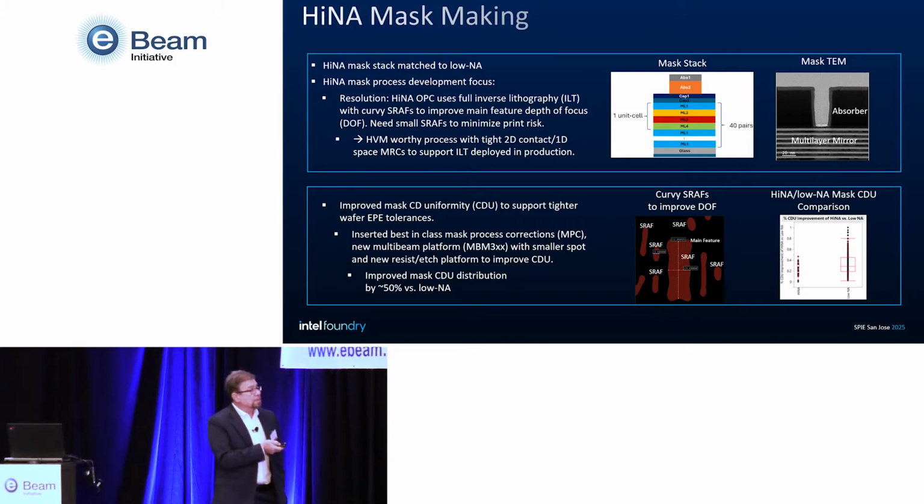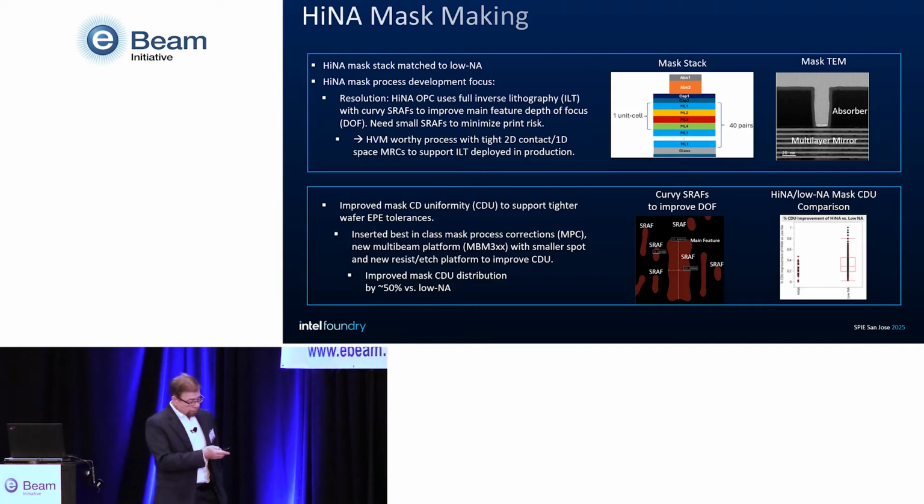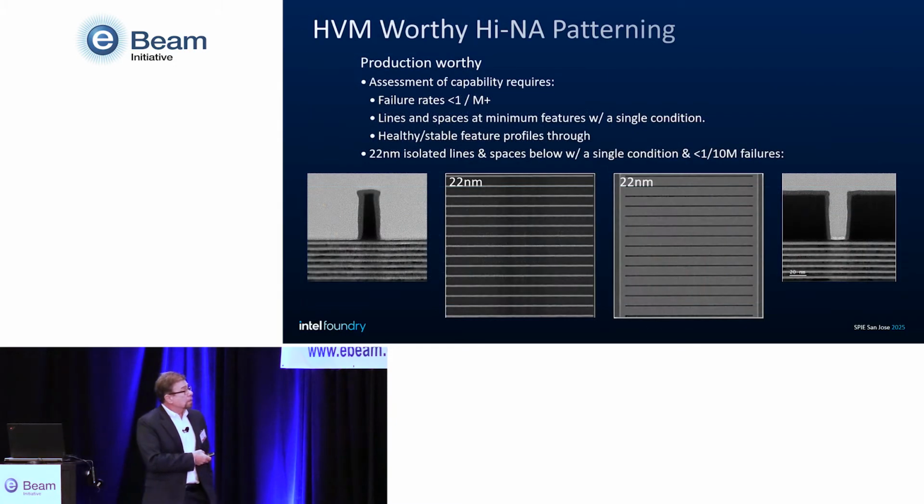And this is the CD uniformity distribution on the 0.33 NA. And right next to it, you see the CD distribution on the high-NA process. And that's a phenomenal improvement that we were able to achieve. And so I talked at the beginning of the presentation about high-volume manufacturing, and what does that mean?